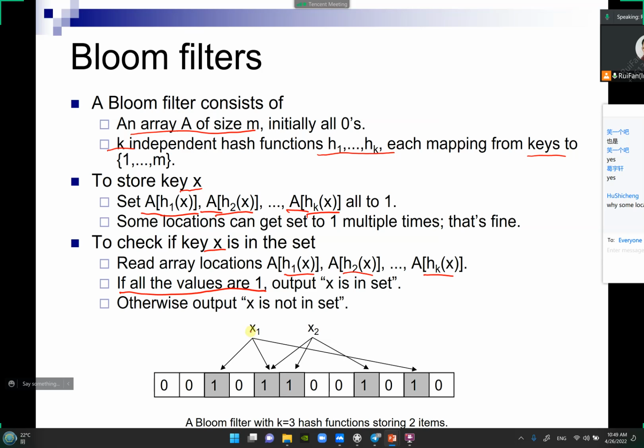For example, if you want to check for x1, you hash x1 to this location, this one, and that one, and you see that they're all ones. So you say that x1 is in the set. If you want to check for some other x, which maybe hashes to, let's say, these locations, then one of these locations is actually 0. So you say that this x is not in the set. That is the way that Bloom filters work.